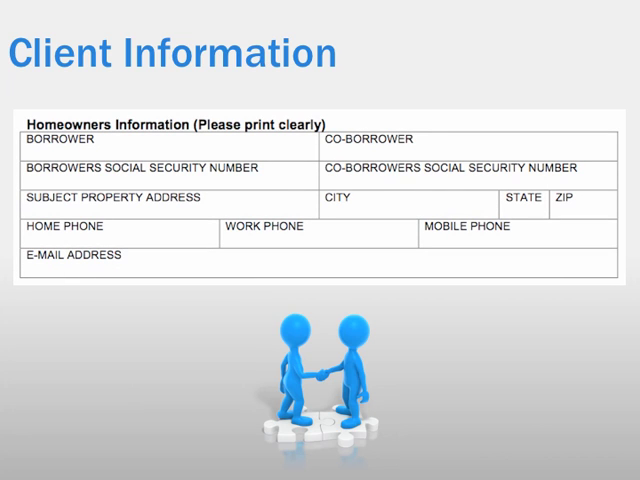The homeowner's information, again, you only need one homeowner if the other one's not available. It's always good to have both. The social security number is critical. Now people ask, why do you need that? We're not taking out a loan. We're not doing a credit check.